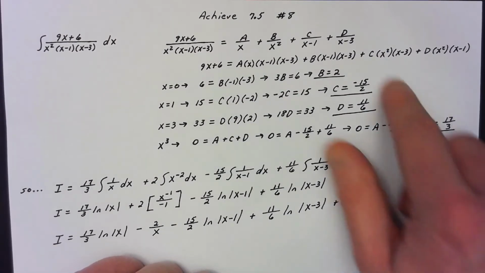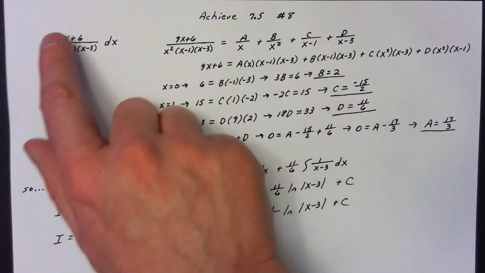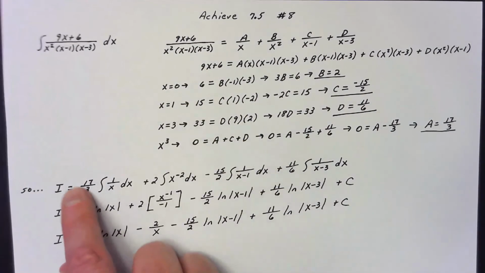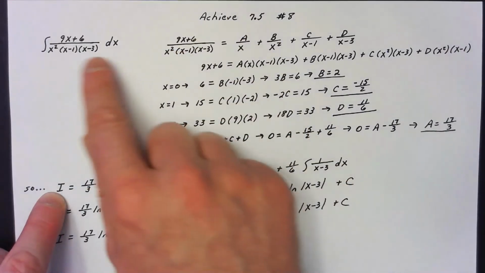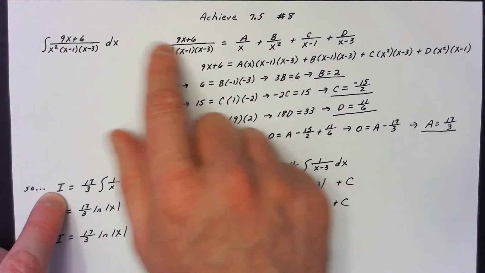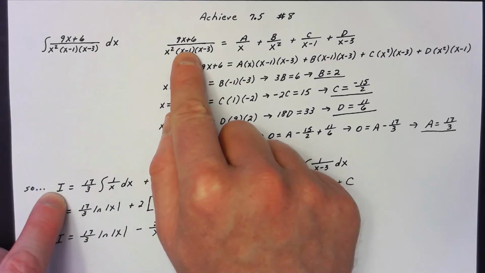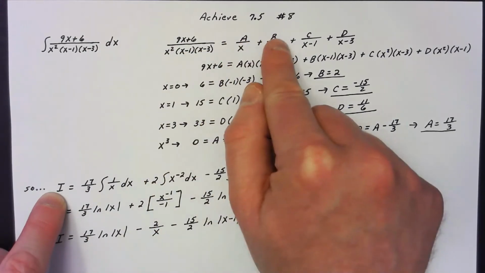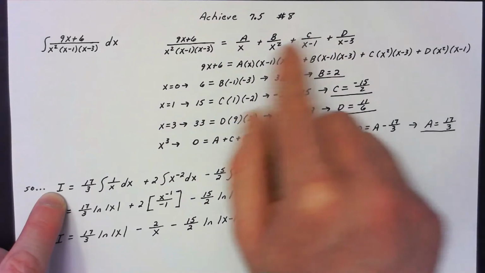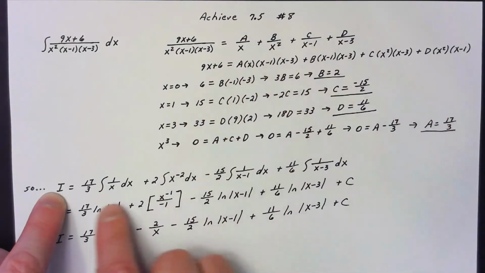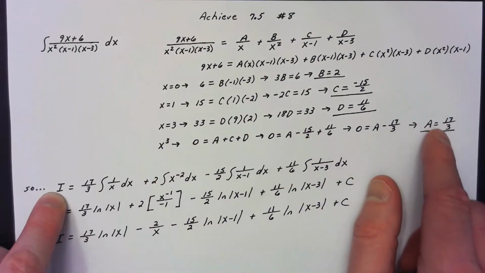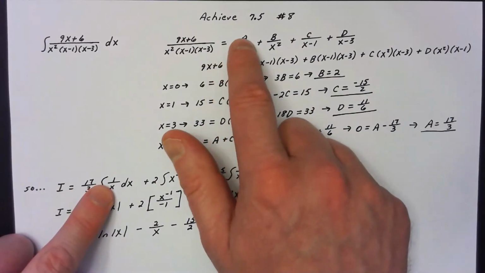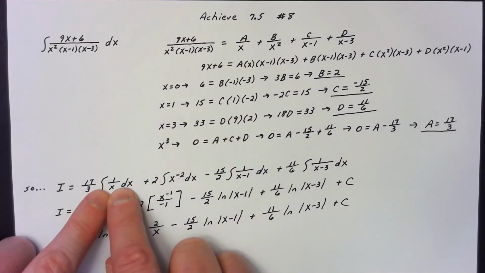Now, I take my answers for a, b, c, and d, and plug them back into my original integral. We know the whole point of this partial fraction decomposition is to take a problem I could not integrate and create multiple problems I can integrate. So I've created 4 separate integrals here. The first one, a, can be factored out. You'll have 17 over 3 times the integral of 1 over x.